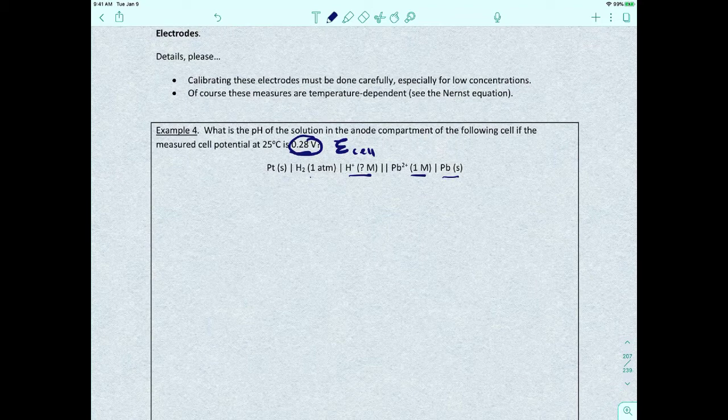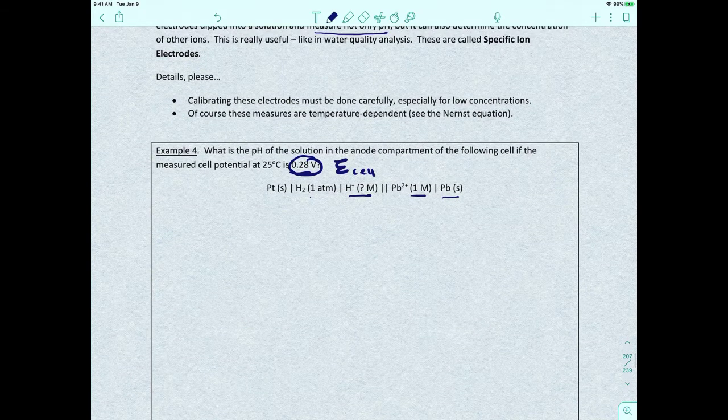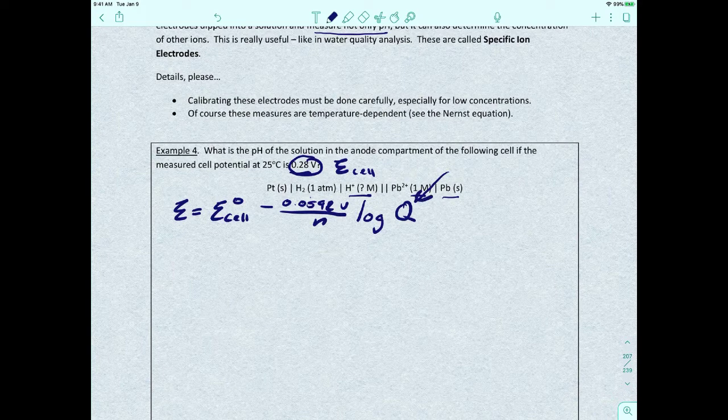So what we want to do is use the Nernst equation. Let me write the Nernst equation down. E is equal to the cell potential at standard state minus 0.0592 volts divided by n times the log of Q. Once we know log of Q, that's what we're going to use to help us determine pH.